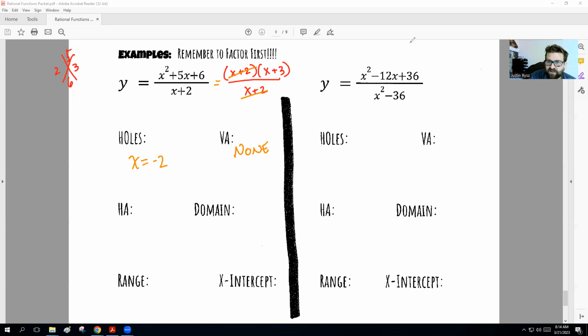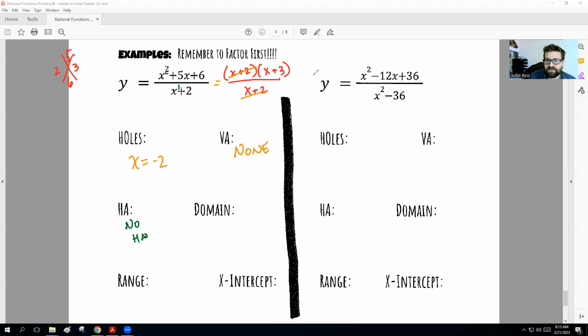For our horizontal asymptotes, we're going to look at the degrees. This is what we just went over. The degree is 2 on the top, 1 on the bottom. If the degree is bigger on the top, there is no horizontal asymptote.